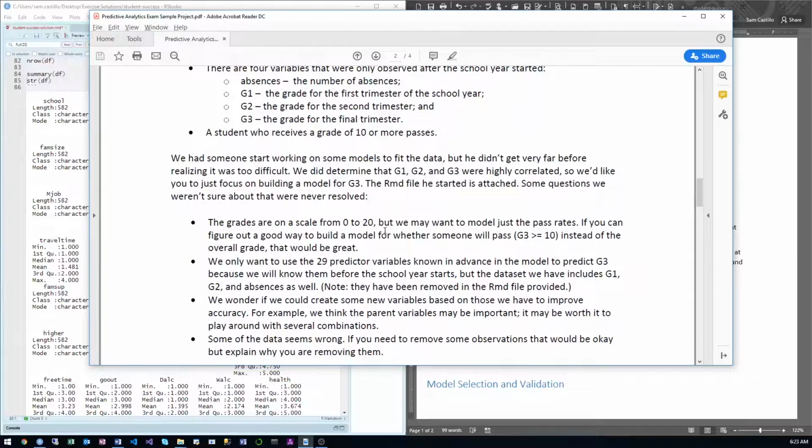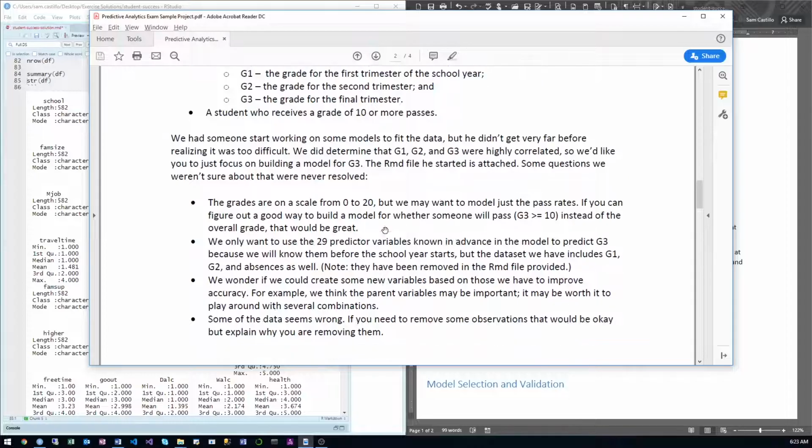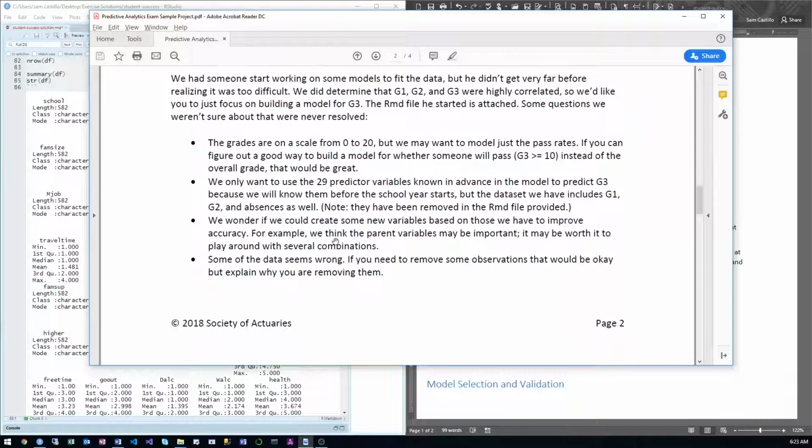You can look at a summary, and there are 29 predictor variables. It would take me a long time to go through each and every one of them. I believe that's why they gave these questions here, so that you only need to answer the questions that they ask you. The first question we have already answered. The second question, we want to use 29 predictive variables in order to model G3 because we know them before the school year starts. But the data set we have includes G1, G2, and absences. They have been removed in the RMD file provided.